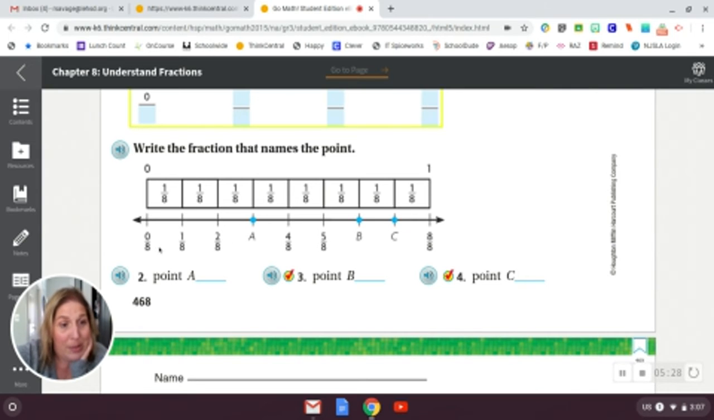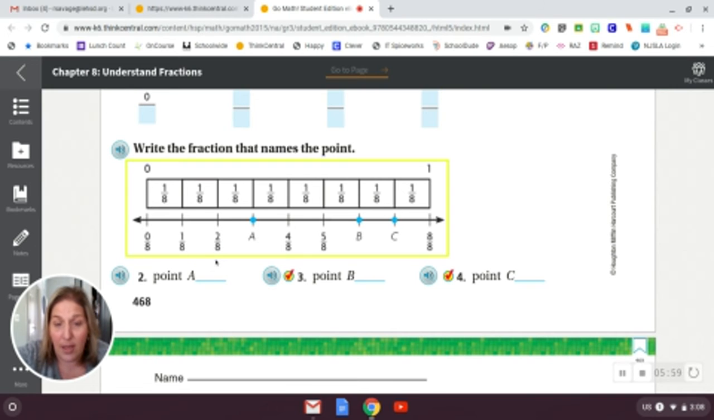Okay, good. This one is eighths. It's the word eight with THS on the end of it. It's eighths. So we need to figure out, we need to write the fraction that names the point A, point B, and point C. Well, here's point A, and I can see that the A is between 2/8 and 4/8. So what could that be? I need to find a number that's between 2 and 4 and put it over 8.